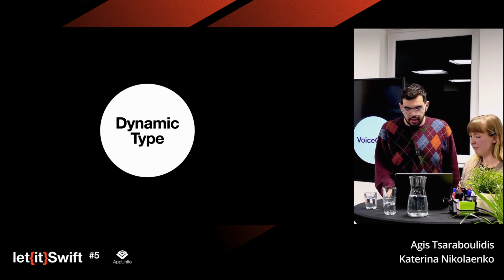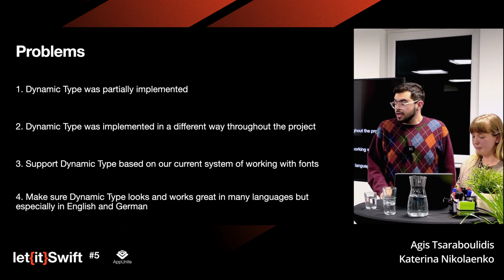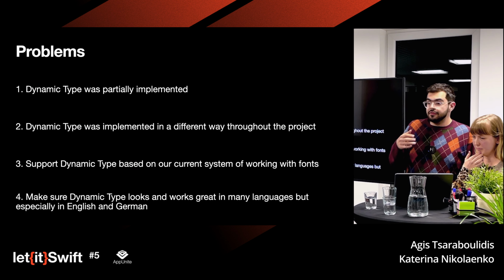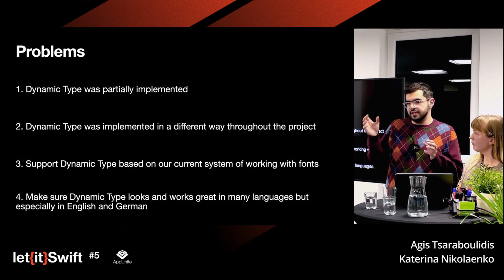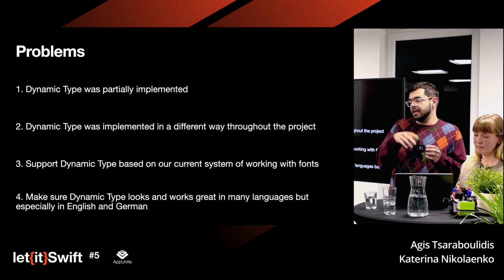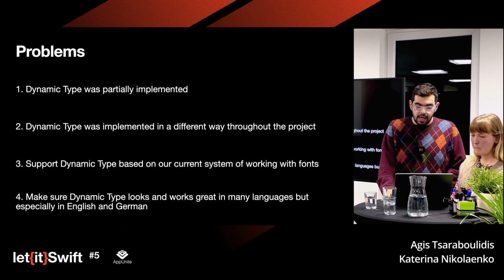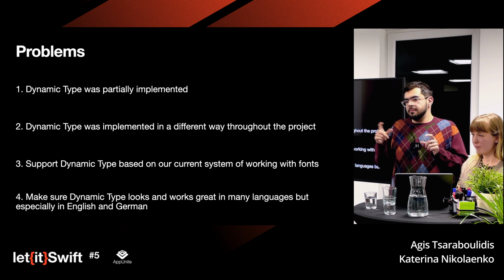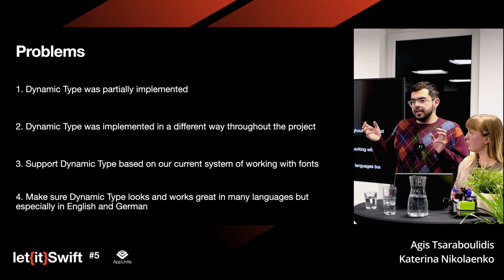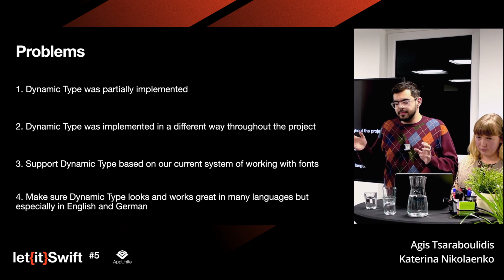So, we start with dynamic type. We had a couple of issues. First of all, dynamic type was partially implemented throughout the app. So in a couple of screens it would work, in other screens it would not work. So that was kind of problematic. The second thing was that dynamic type was implemented in a different way in many parts of the app, different ways of handling fonts and so on. So that was also problematic for us.